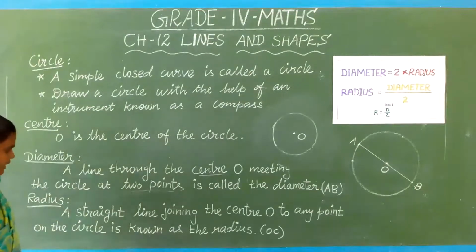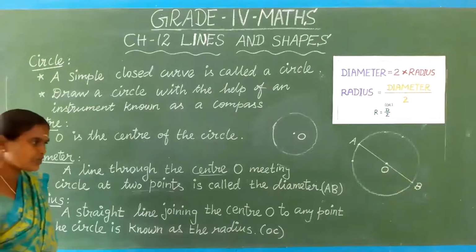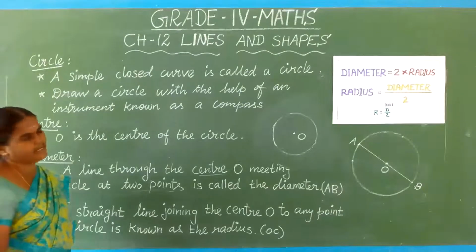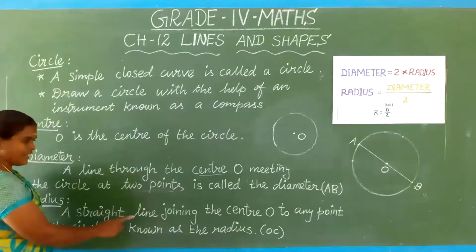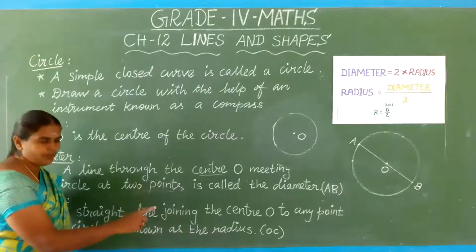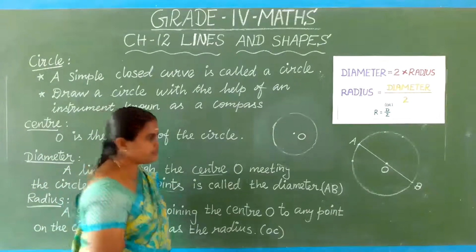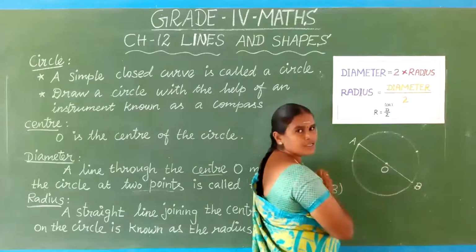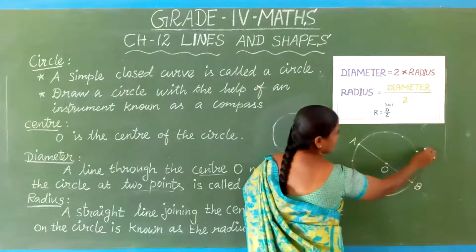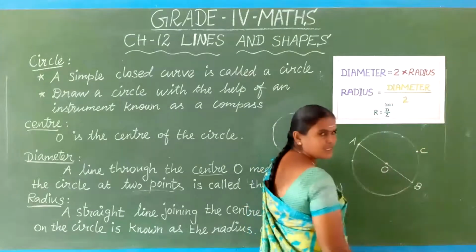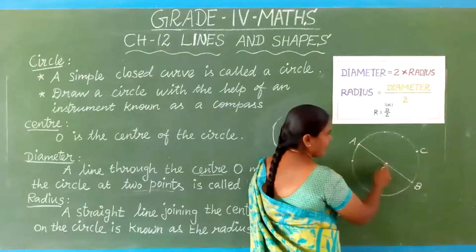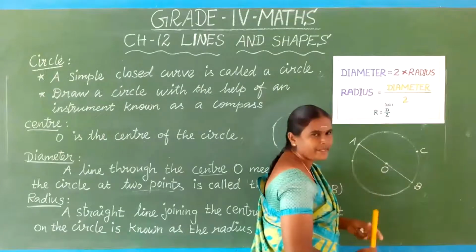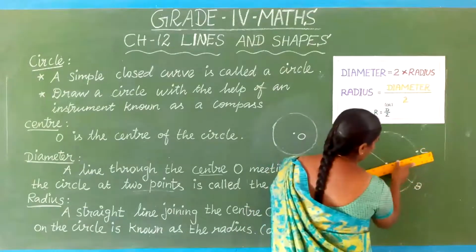Next one, radius. A straight line joining the center O to any point on the circle is known as the radius. Like 1 point here, any point on the circle. The point is C. So the center point and any point on the circle, we join these two, and it is called the radius. So we use the ruler and join them.